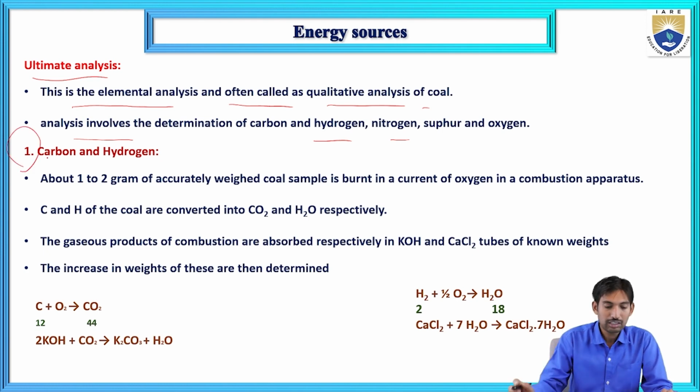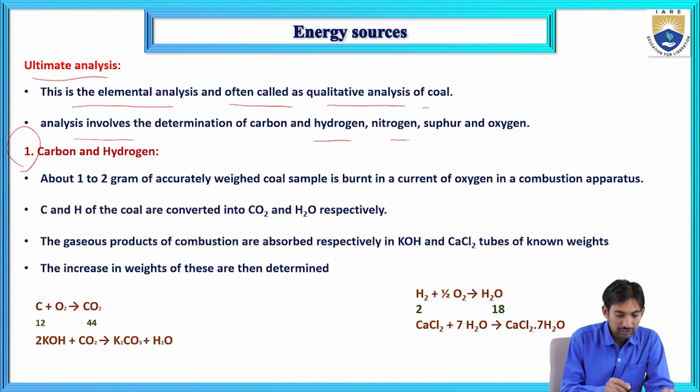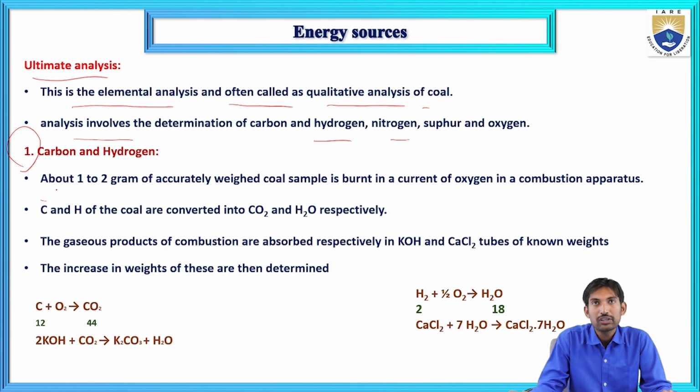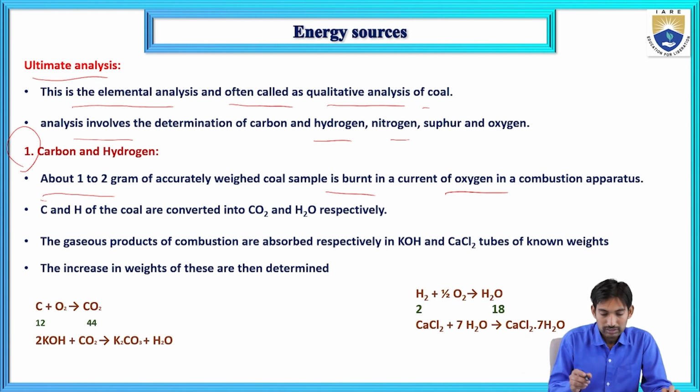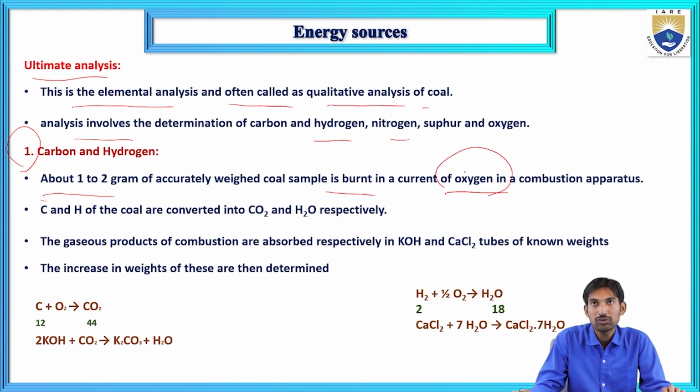See, first is the analysis of carbon and hydrogen. In this method, first we have to take about 1 to 2 grams of accurately weighed coal sample and burn this coal sample in presence of oxygen. The elements present in the coal sample undergo combustion reactions when burned in presence of oxygen.